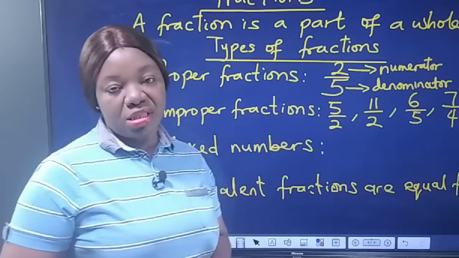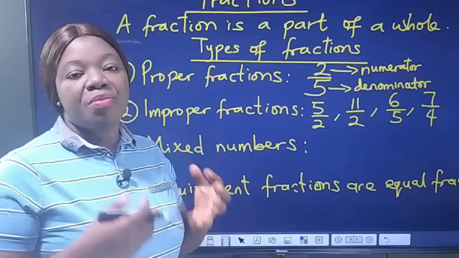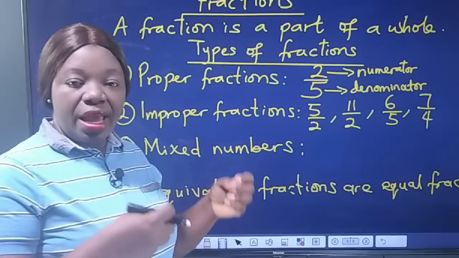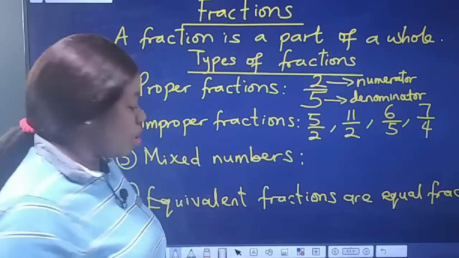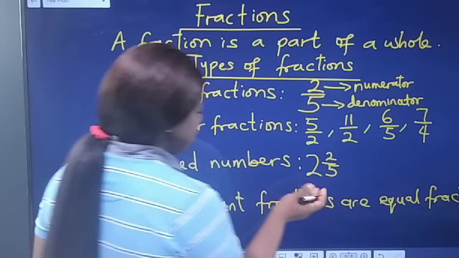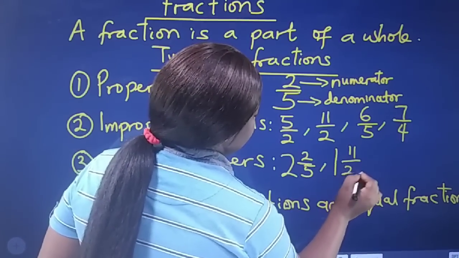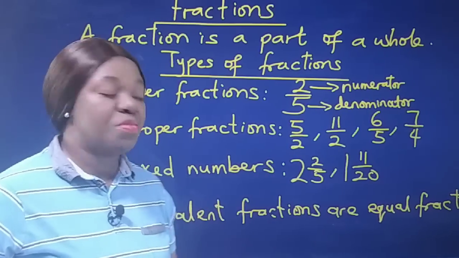Now, what about mixed numbers? From the name, mixed numbers are a mixture of a whole number and a proper fraction. A whole number and a proper fraction make a mixed number. So we have 2 whole number, 2 over 5. This is an example of a mixed number. 1 whole number, 11 over 20. These are examples of mixed numbers.